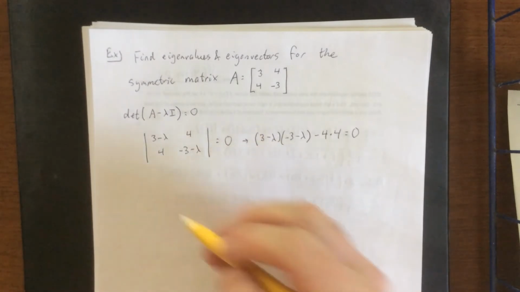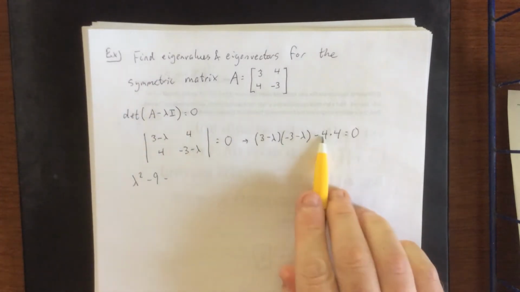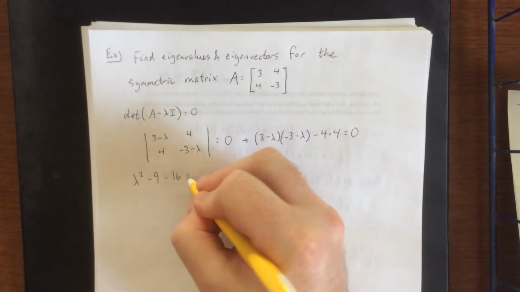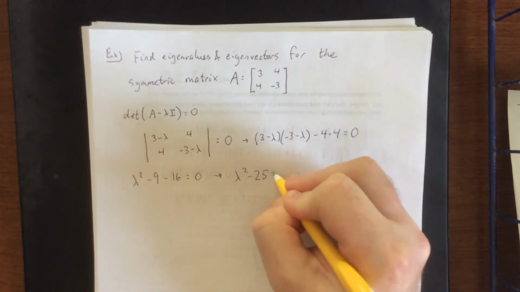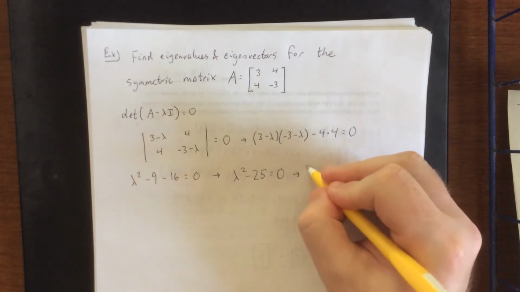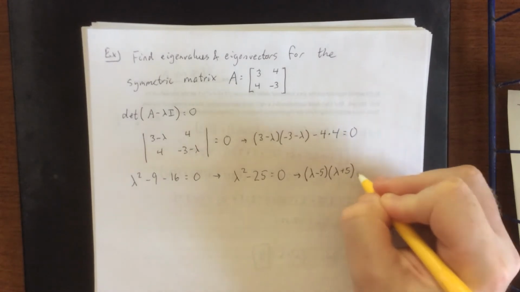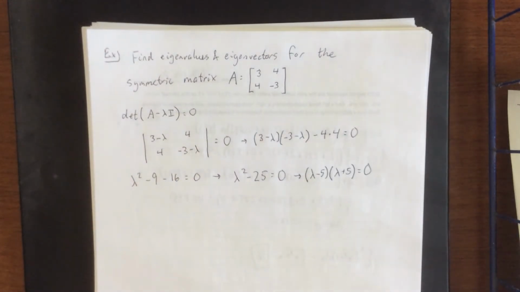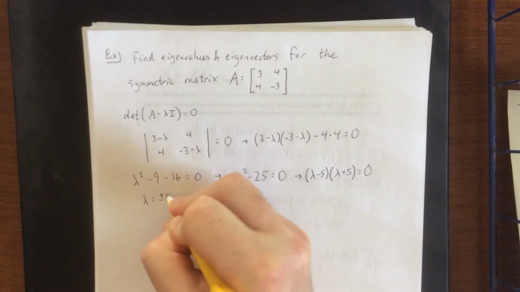If I FOIL this out and expand completely, I'm going to wind up with lambda squared minus 9. Then we'll have a minus 4 times 4. That'll be minus 16. This is still equal to 0. Combining like terms, I get lambda squared minus 25 is equal to 0. Now, as I frequently say at parties, when I go to parties, a difference of perfect squares factors into binomial conjugates. I like to push my glasses up my nose as I say that. Difference of perfect squares factors into binomial conjugates. We get lambda minus 5 and lambda plus 5 out of that, letting us know that lambda is equal to plus or minus 5.